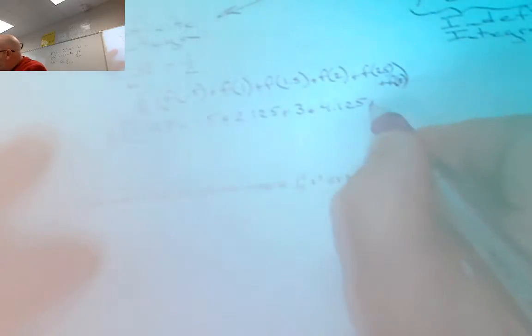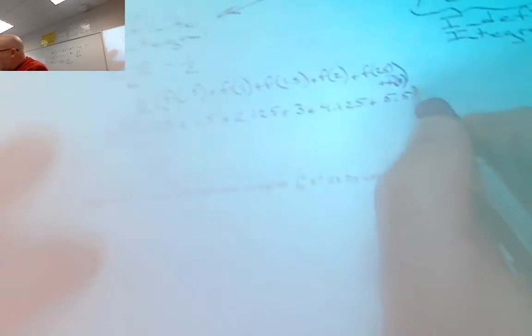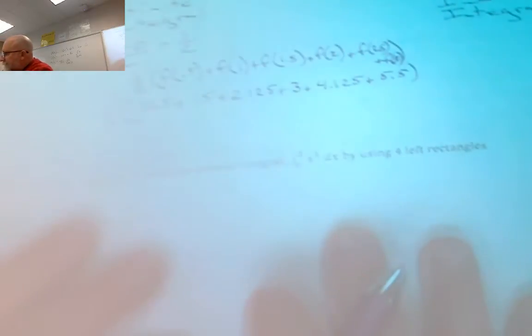Plus, if I put 2 in there, I believe I get 3. If I put 2.5, I believe I got 4.125. And if I put 3 in there, I believe I got 5.5. Now I do need a calculator. What do you get when you add those up and divide by 2?